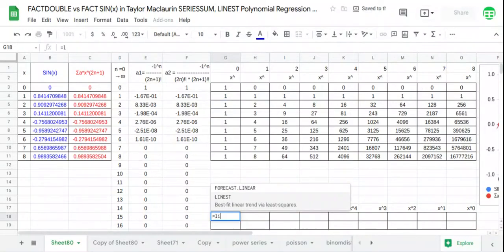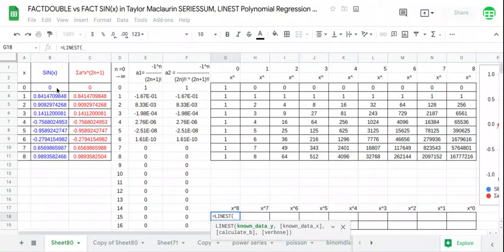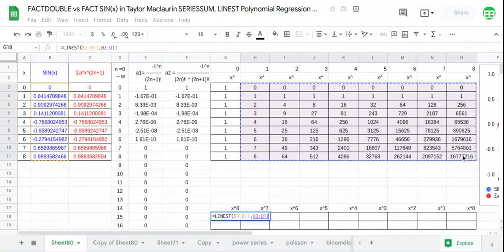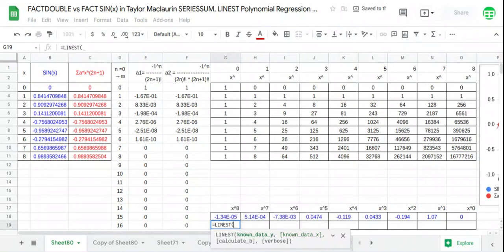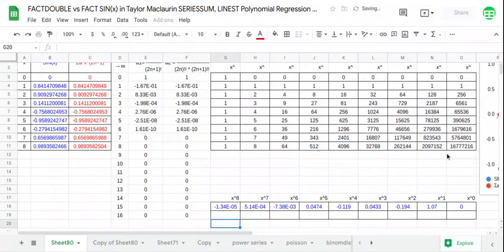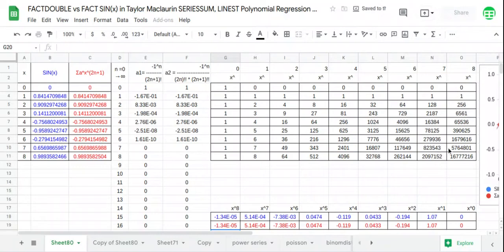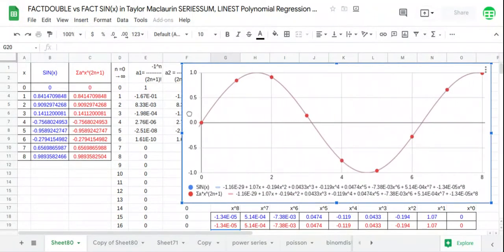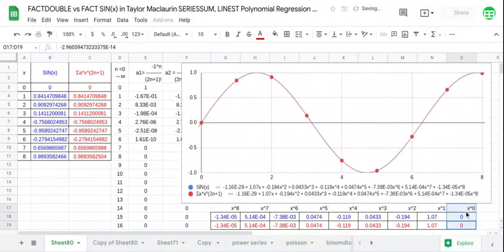So LINEST, data y and data x. You can also use LINEST here. Data y, comma, data x. And we compare our polynomial regression coefficients with the chart, starting with x to the 0.